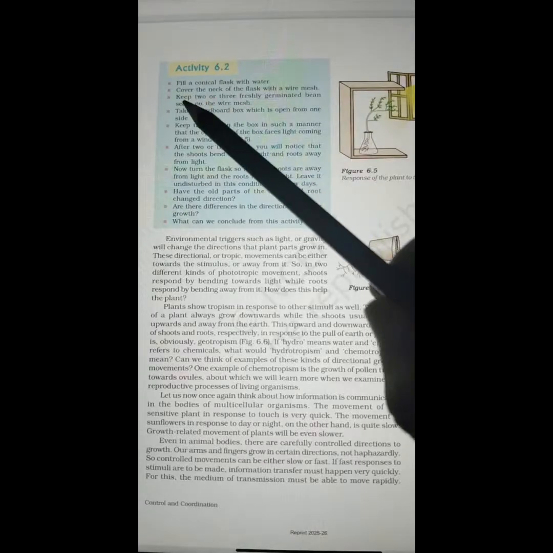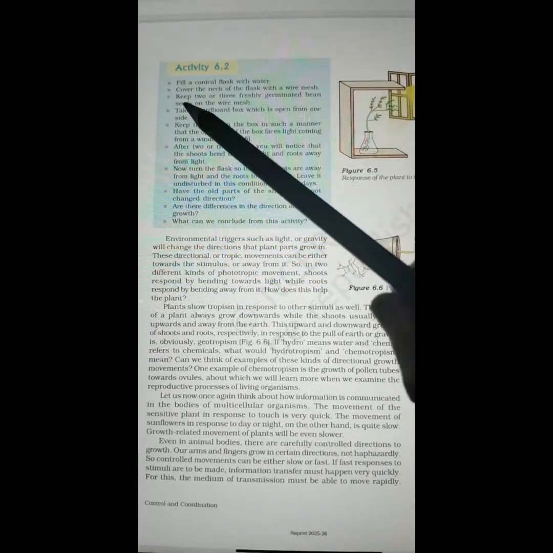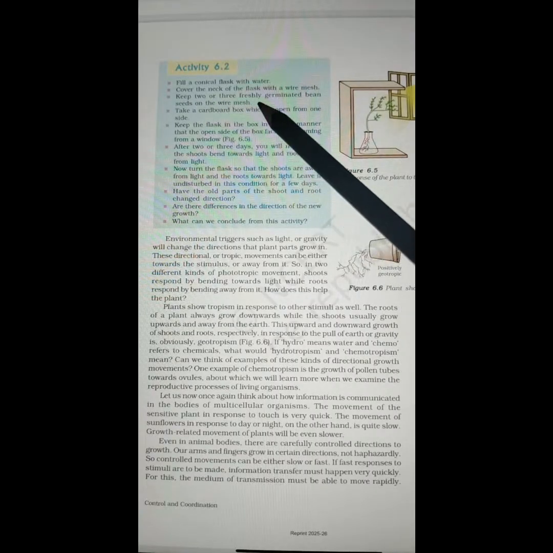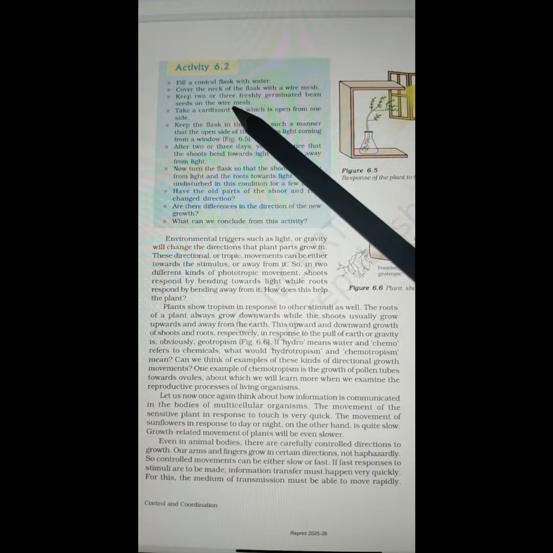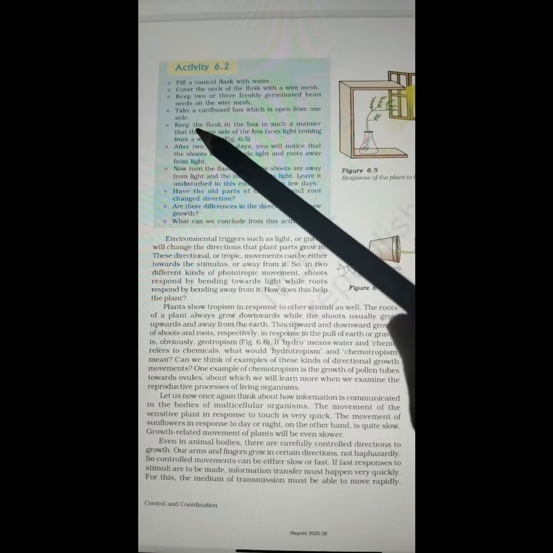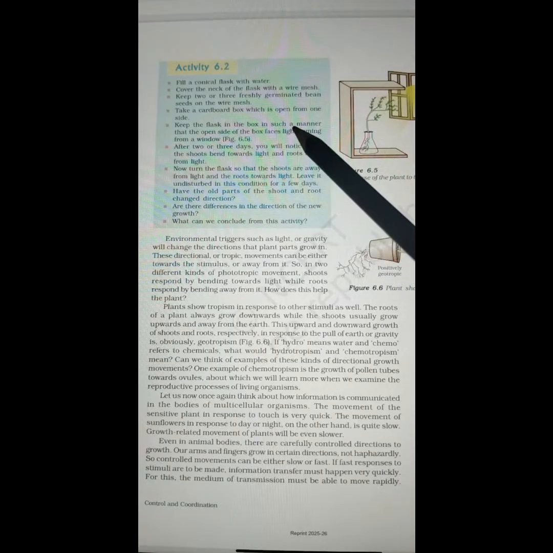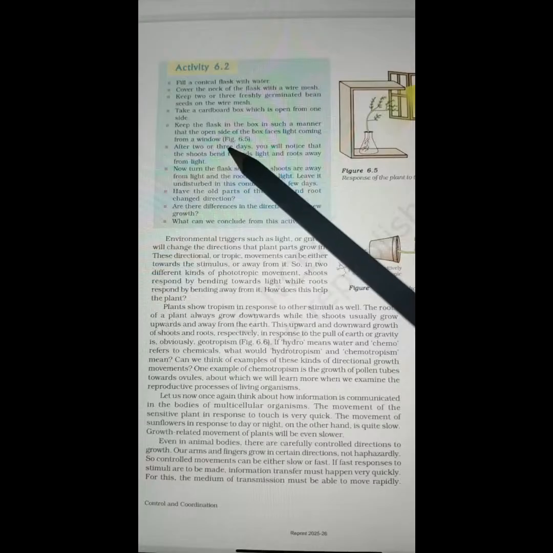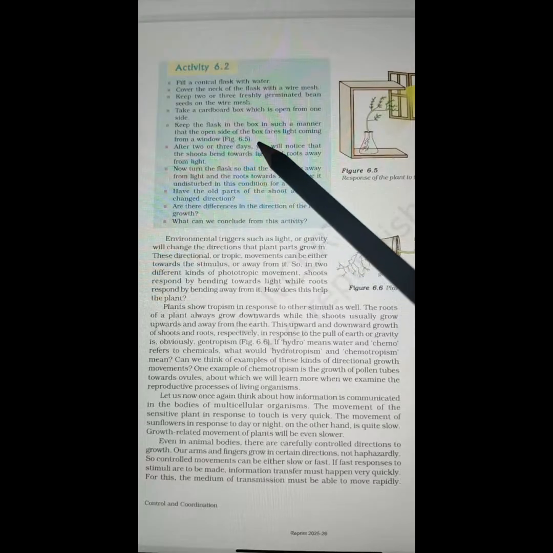Activity 6.2. Fill a conical flask with water. Cover the neck of the flask with a wire mesh. Keep 2 or 3 freshly germinated bean seeds on the wire mesh. Take a cardboard box which is open from one side. Keep the flask in the box in such a manner that the open side of the box faces light coming from a window, as shown to you in figure 6.5.